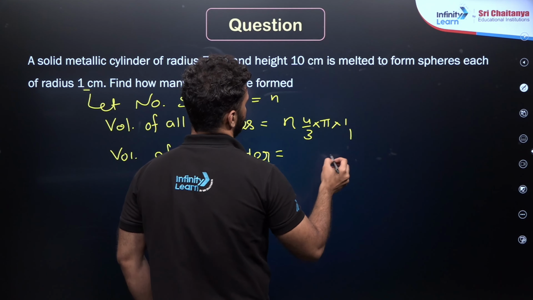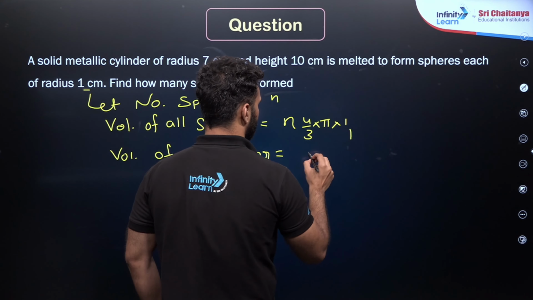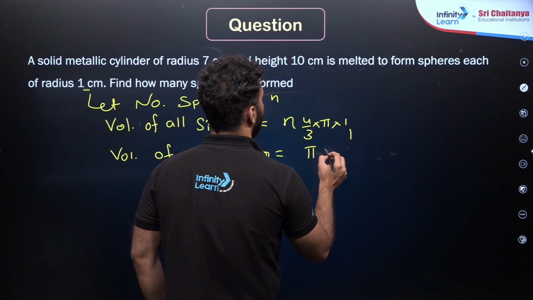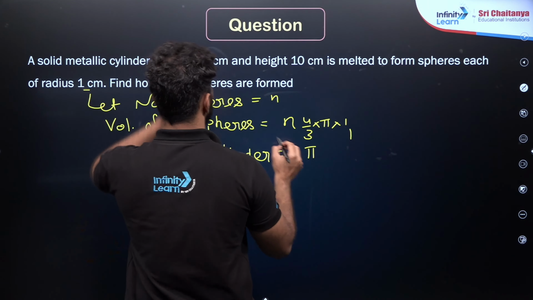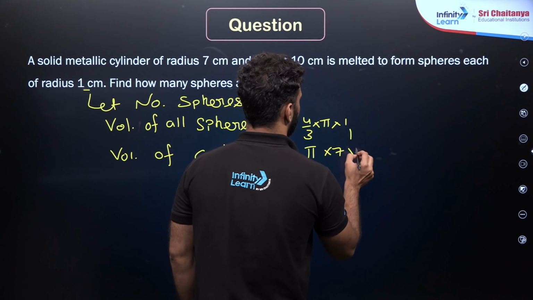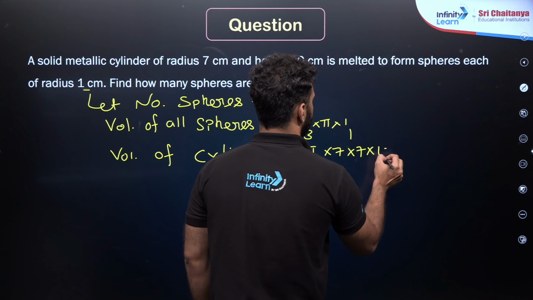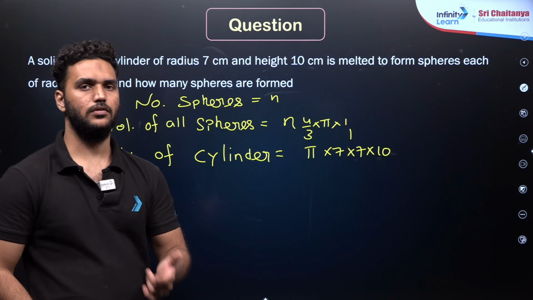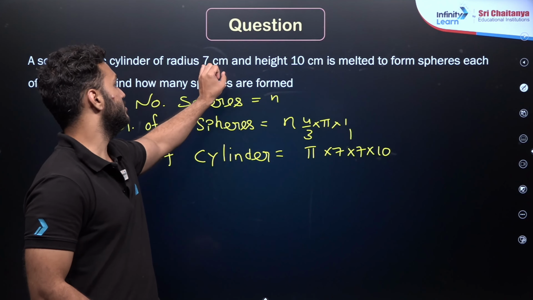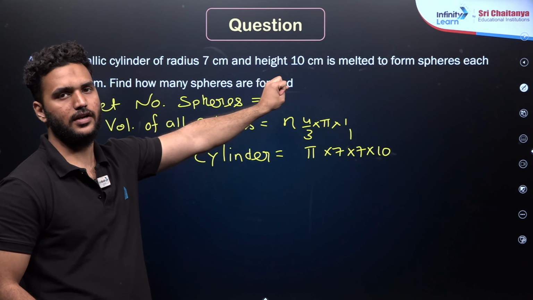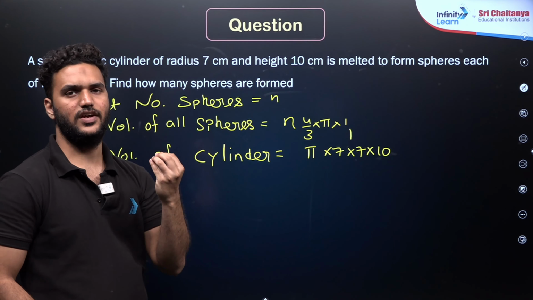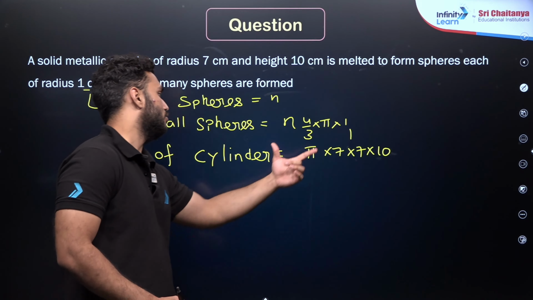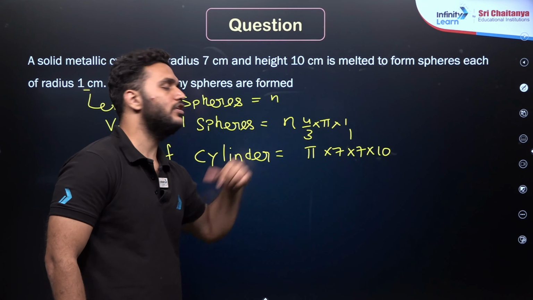Now the volume of our cylinder, pi r square h. What is r? 7, square, h, and equate them. Why? The volume should not get changed. In the question it says that you just melt down this cylinder and make small spheres. How many spheres can you make? So the total volume of all the spheres should be equal to this volume.